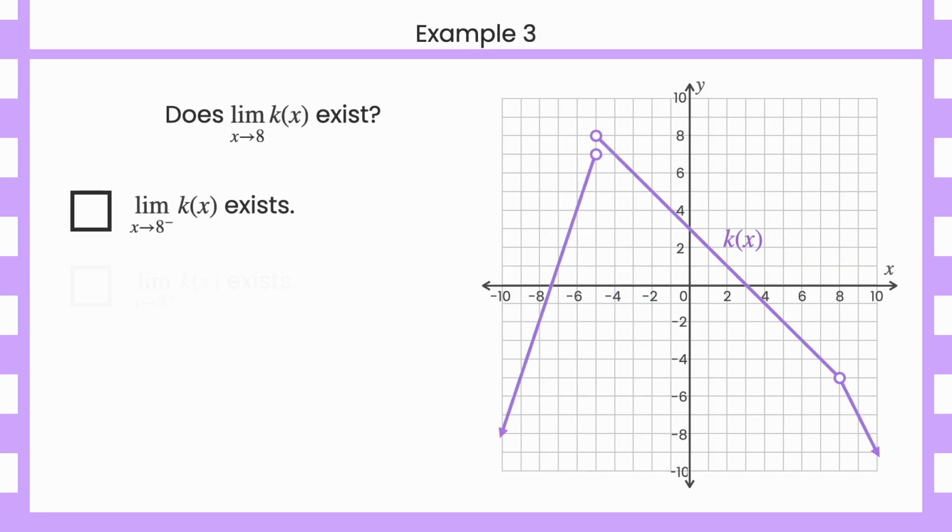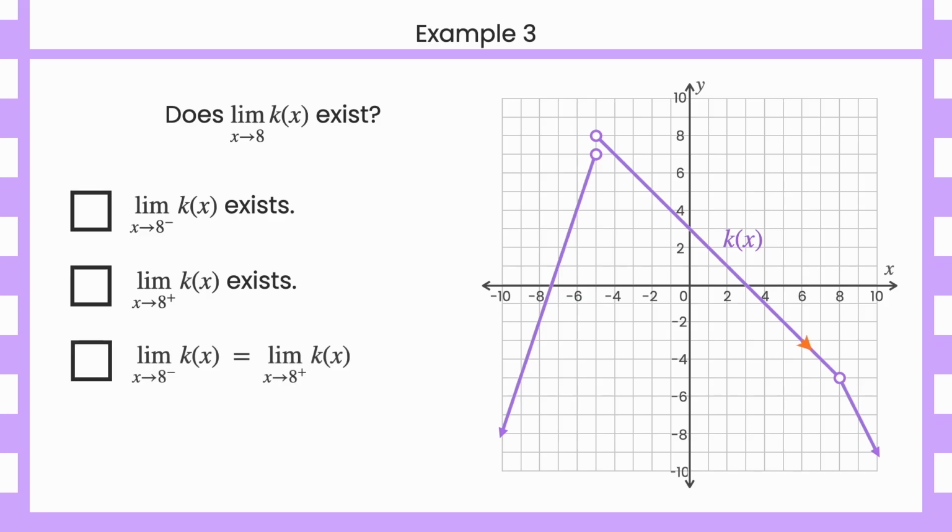Well, let's check each criterion. As x approaches 8 from the left, the function is approaching -5, so the limit exists even if the function never actually takes on the value of -5. The same is true for the right-hand limit. As x approaches 8 from the right, the function is getting closer and closer to -5, even if it never actually gets there. Do these two limits equal each other?